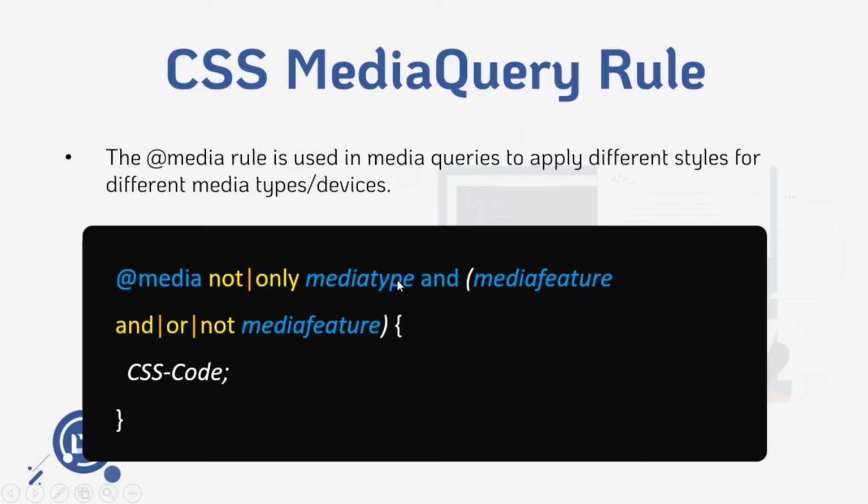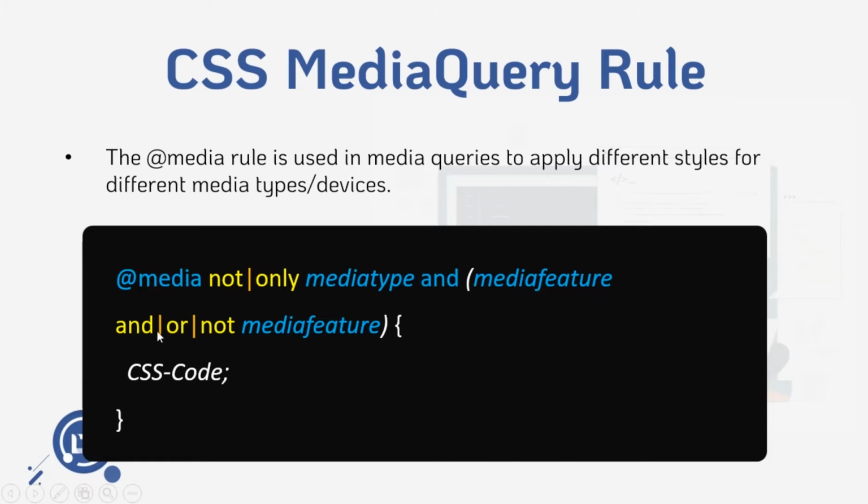These parts are optional, but then you need to add your media type, which, as you remember, can be all or print. So you could target print, speech, screen, or all. Then we have and, followed by the media feature. The media feature will be something like max-width of 500 pixels, or min-width of 500 pixels, 600 pixels, and you can combine different media features.